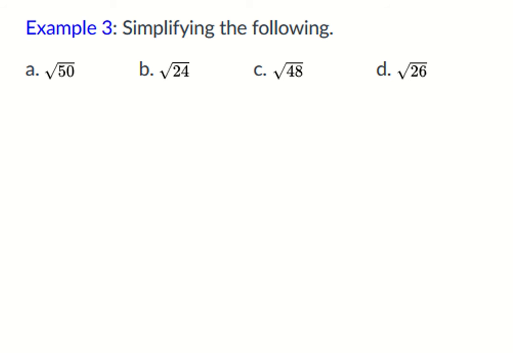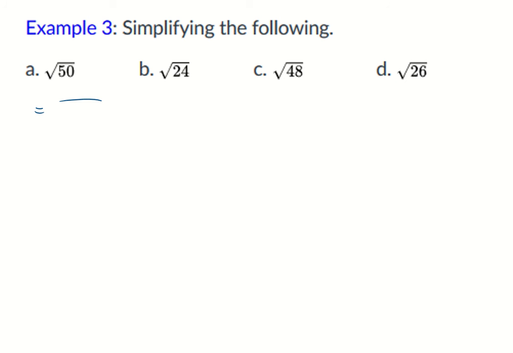In this video, we will simplify radical expressions. When we simplify a square root, we want to see if a perfect square is a factor of the radicand. Let's look at A, square root of 50.